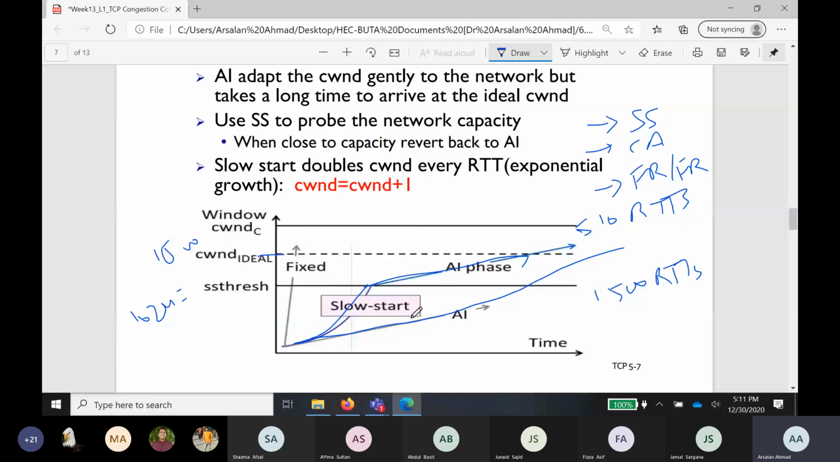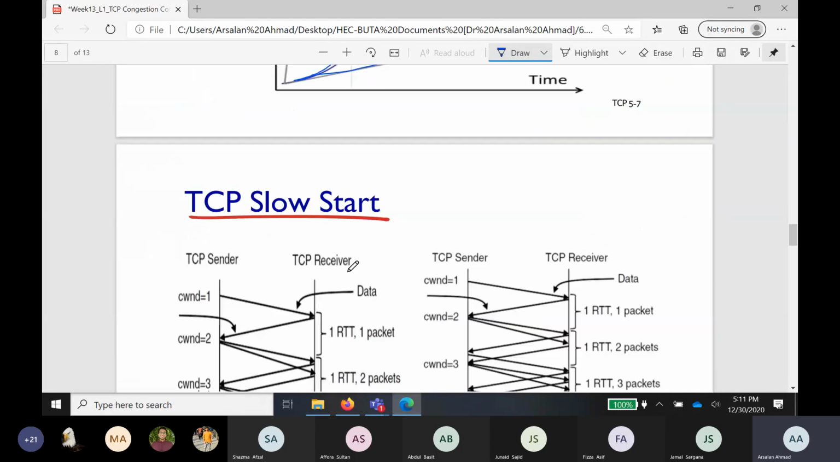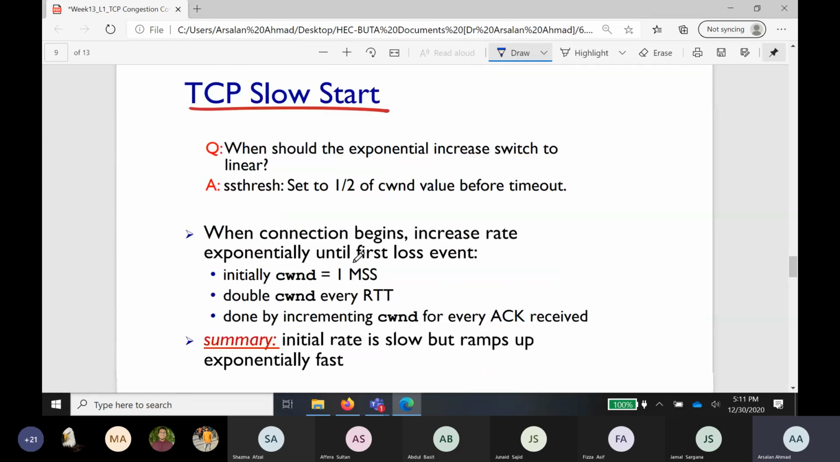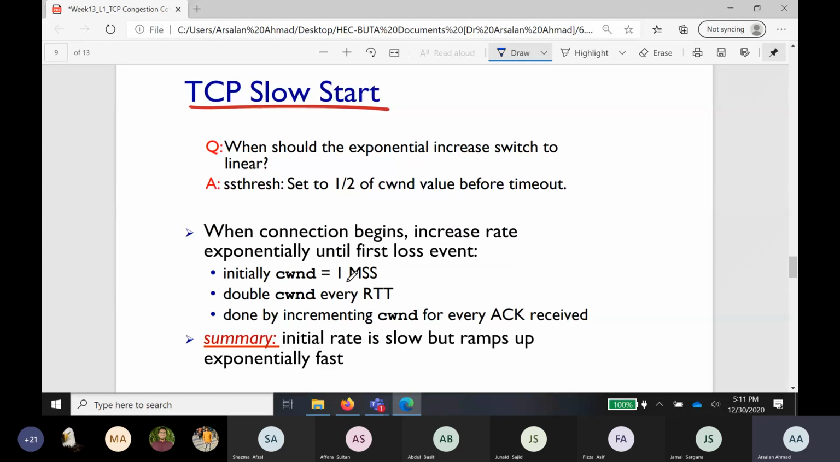But the question still remains, what should be the value of the slow start threshold? And this is the answer to this question: obviously, initially we don't know what the value of slow start threshold should be, so initially we just assume a random value. In the modern day internet, usually a value of 64 kilobytes is taken as the initial value of SS thresh, the slow start threshold.